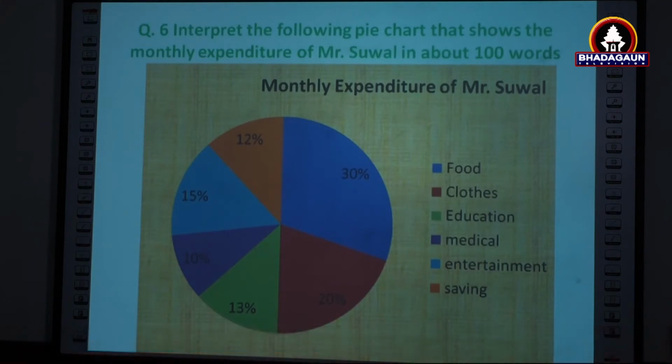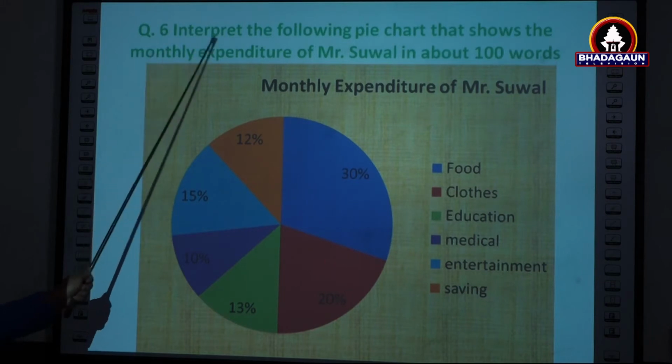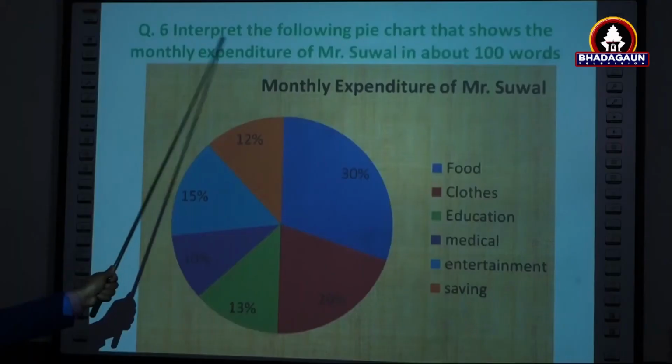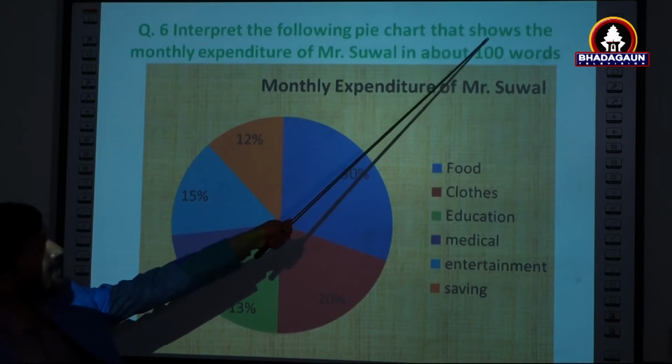Now move to the next, this is the main problem. This type of question will be asked in our exam. So question number 6 will be there. Always this type of interpretation of para-orthographic text is given in question number 6, and the question will be in such a way: interpret the following pie chart that shows, this is the content, right?